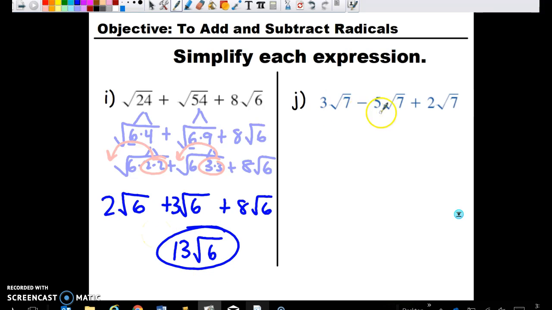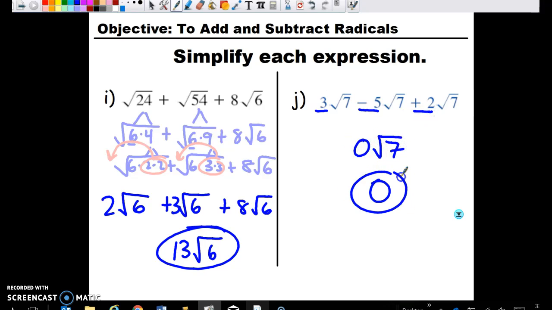These are all like terms here. 3 minus 5 plus 2. 3 minus 5 is negative 2 plus 2 would be 0. Square roots of 7. 0 times the square root of 7 is just 0.